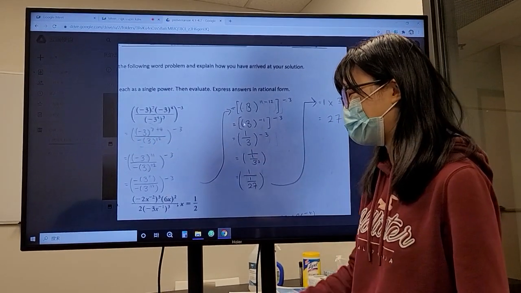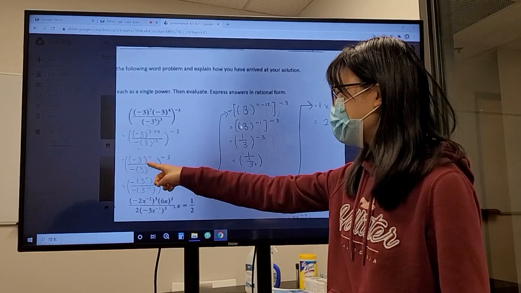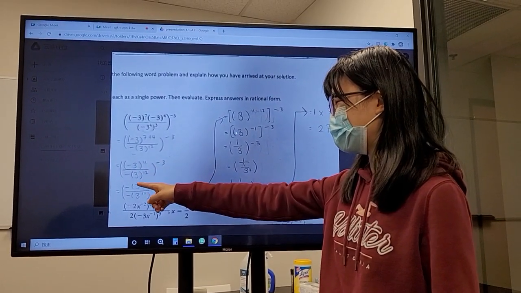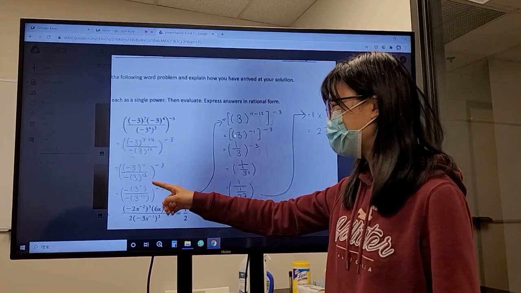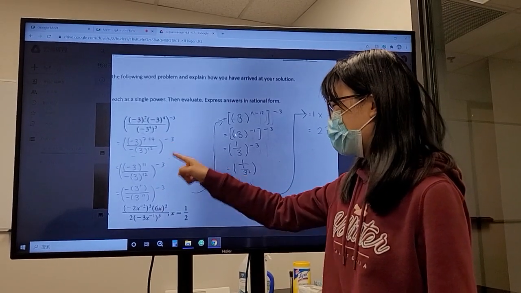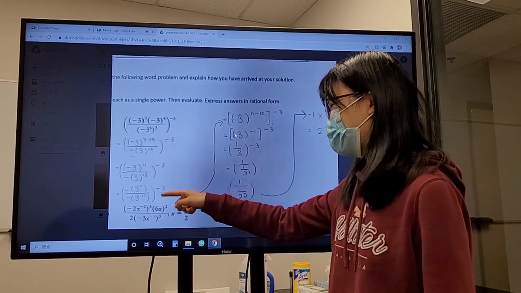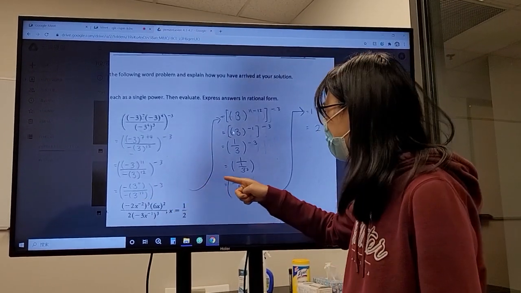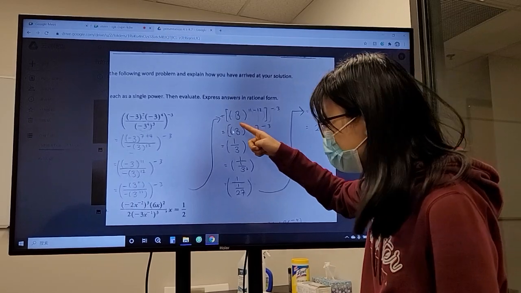But this will always stay negative. And then this is what I get. So it'll be a base of negative 3 with 11 and then 3 to the exponent of 12. And then after the big bracket, you have negative 3. And then you bring it down all the way here.